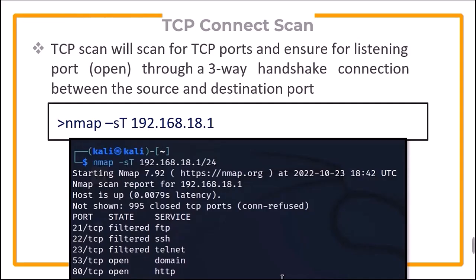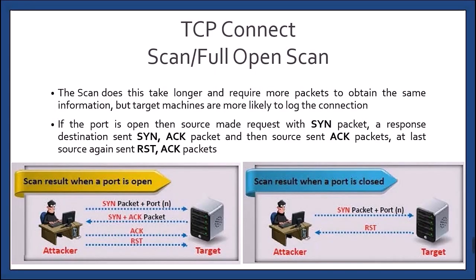The second is the TCP Connect scan. TCP scan will scan for TCP ports and ensure a listening port through a three-way handshake connection between the source and destination port. It can be launched with the -sT flag. The scan does take longer and requires more packets to obtain the same information, but targeted machines are more likely to log this connection.